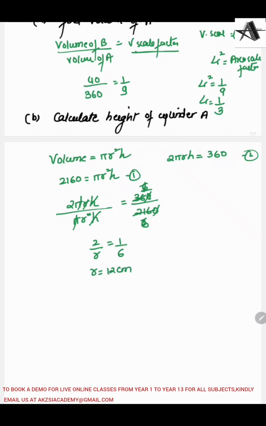If radius is 12 centimeter, put the value in either of the equations to get the value of height. So let me put it here. So 2 pi, radius is 12, height is equal to 360, or height is 360 over 12 into 2 pi. Height is ultimately 15 over pi. If this question comes in your calculator paper, you just need to put the value of pi, else you can leave it like that. So that would be the final answer, 15 over pi centimeters.